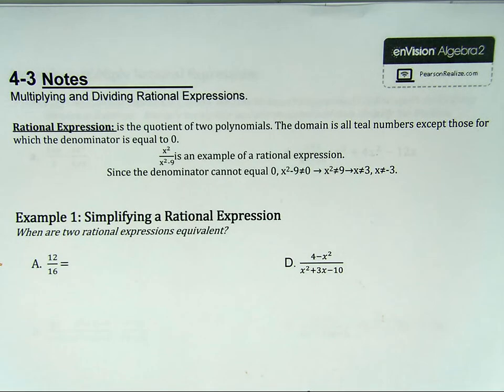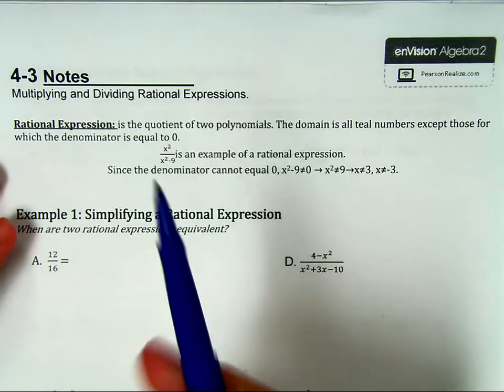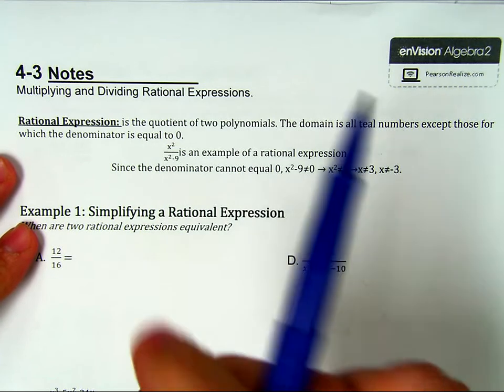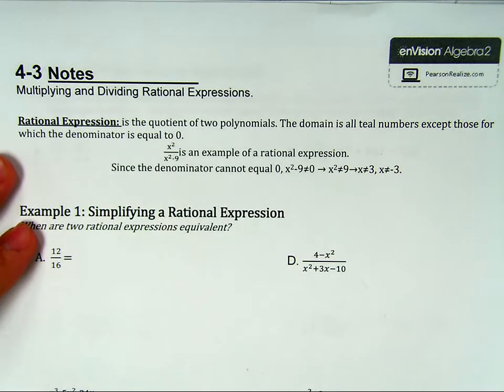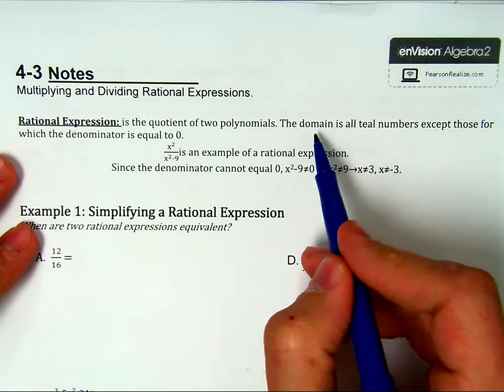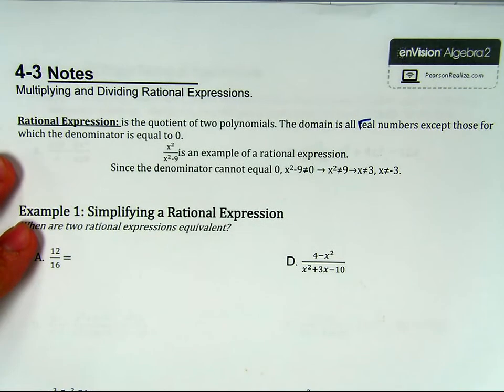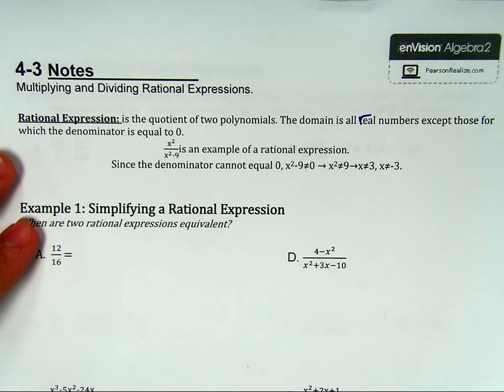So this lesson, as long as you guys can factor, it's really not that difficult. But factoring is the more difficult part of this. A rational expression is the quotient of two polynomials. You take two polynomials, put them over top of each other, and that's a rational expression. The domain is all of the real numbers except for those which make the denominator 0. And we're going to talk about that here.